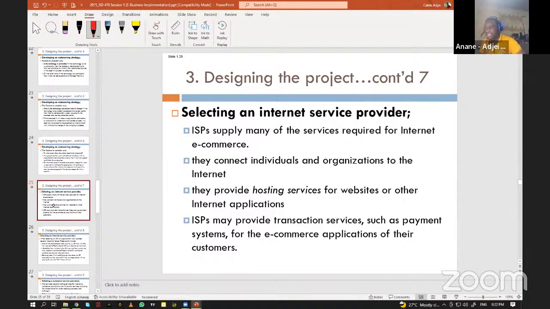Then we are also saying that ISPs, the internet service providers, may provide transaction services such as payment systems for e-commerce applications. So currently, MTN, being an internet service provider, is also at the same time providing a payment system, which is the mobile money service. Vodafone has a mobile money service. Airtel Tigo has a mobile money service. So businesses, by selecting their internet service providers, can also consider using some of these e-commerce applications that their service providers are providing out there.